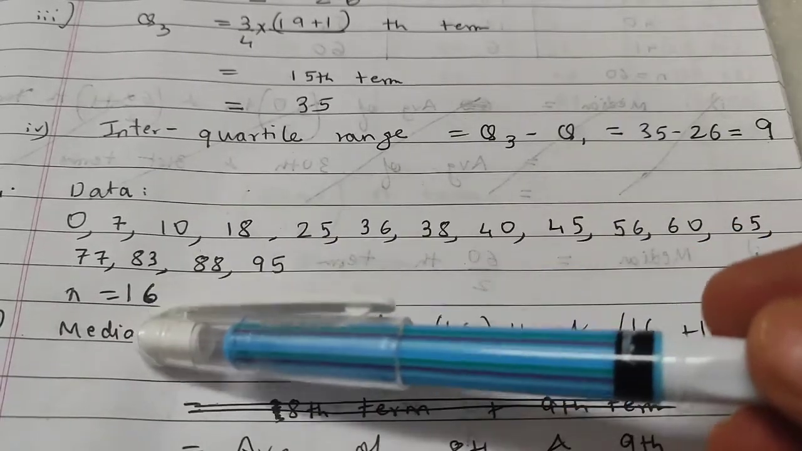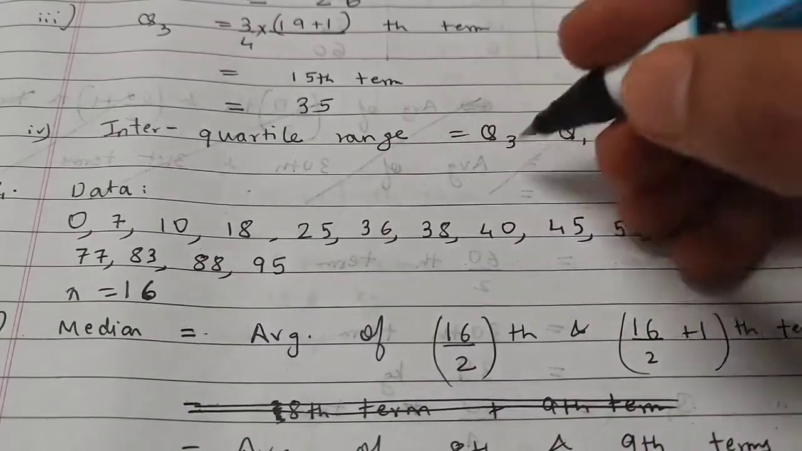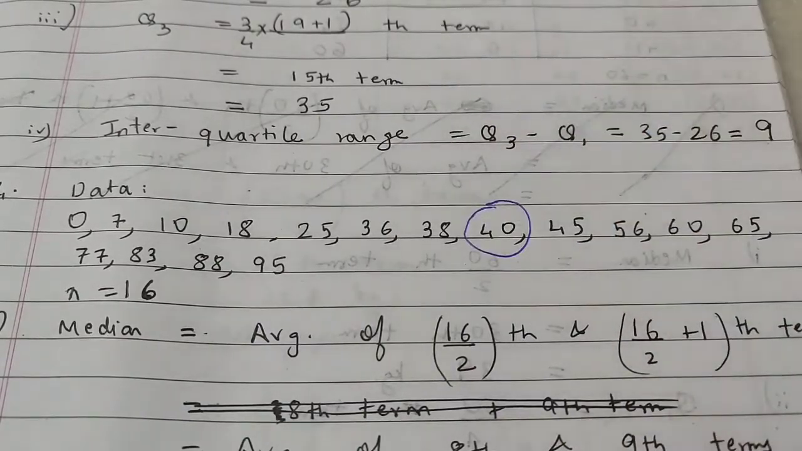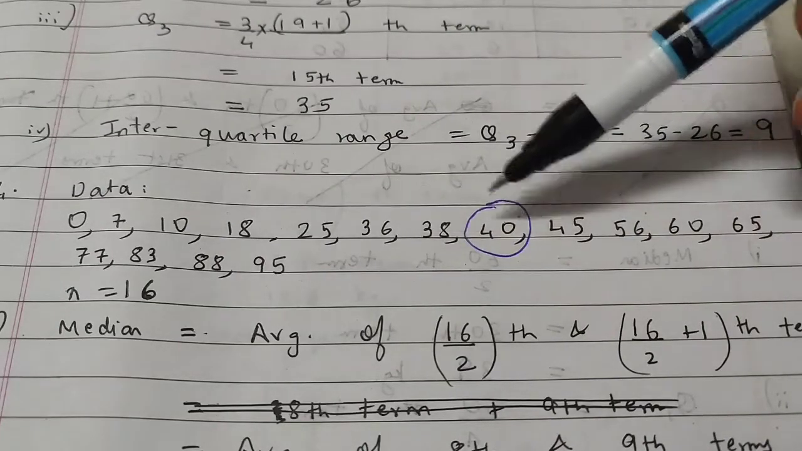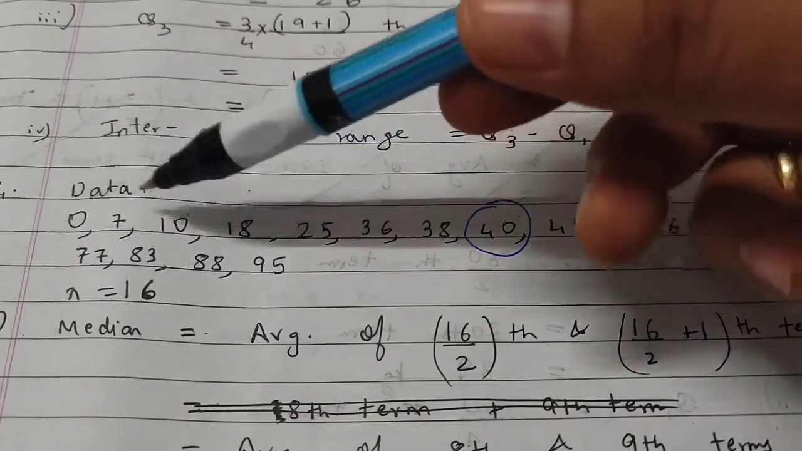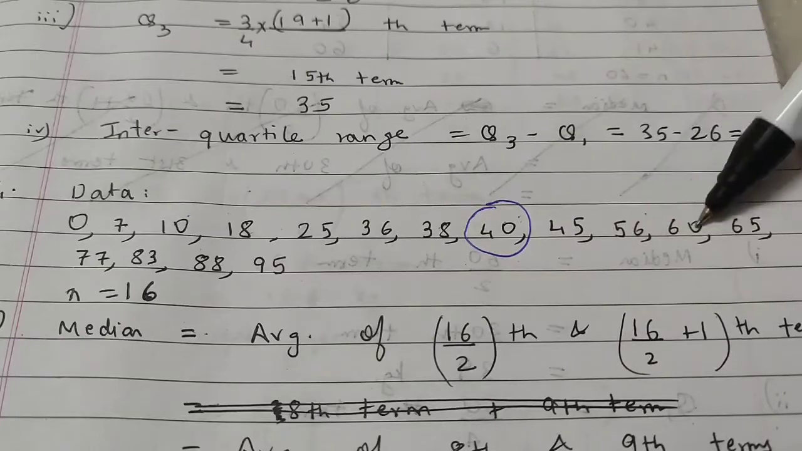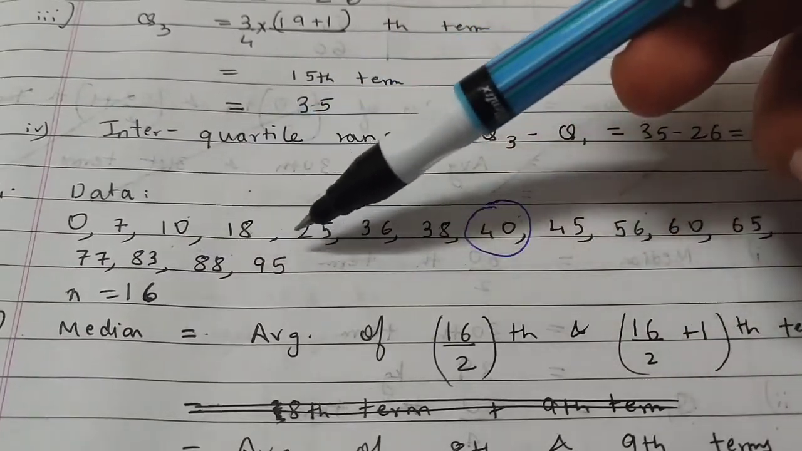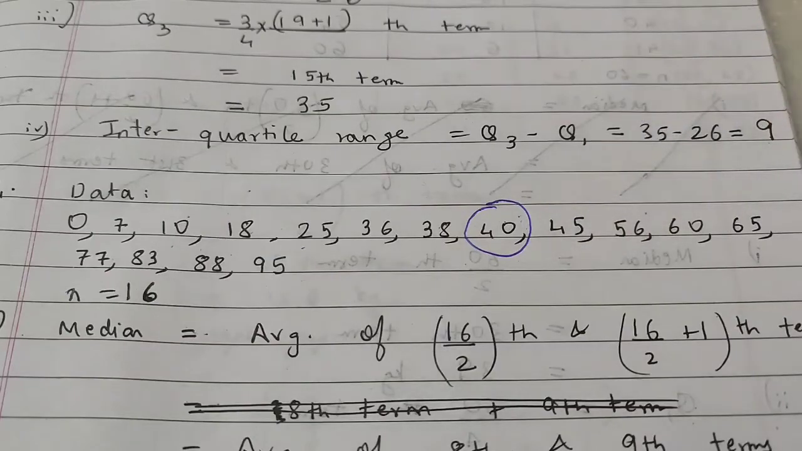If I divide this by 2, 8, 1, 2, 3, 4, 5, 6, 7, 8, it seems to be the middle value. But to the left hand side of this, we have 1, 2, 3, 4, 5, 6, 7 values. And to its right hand side, I have 1, 2, 3, 4, 5, 6, 7, 8 values. So this is not necessarily the exact middle.